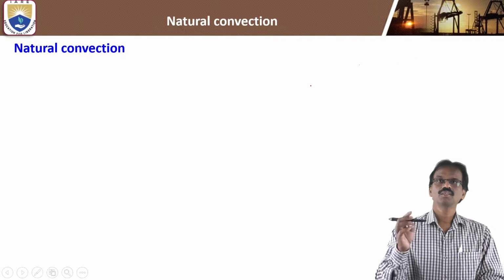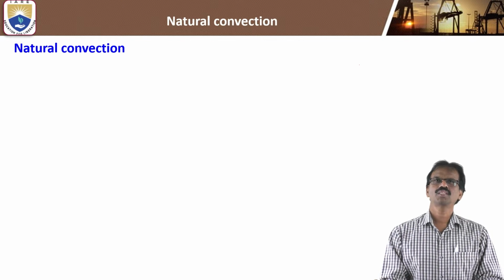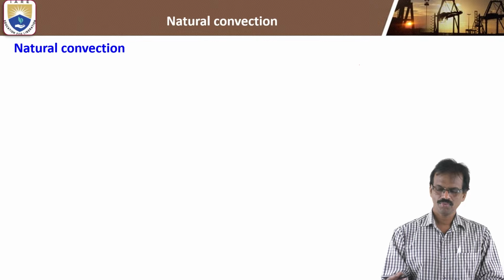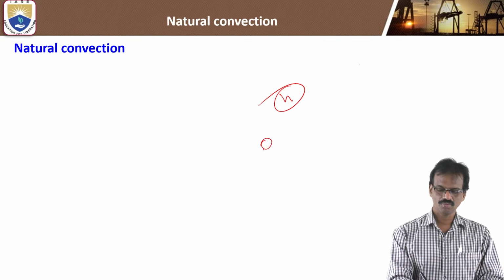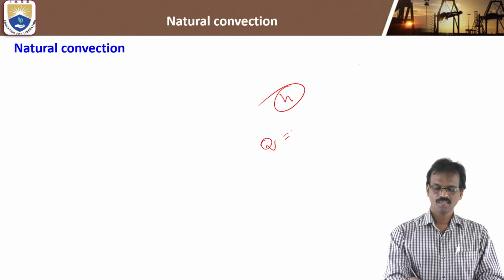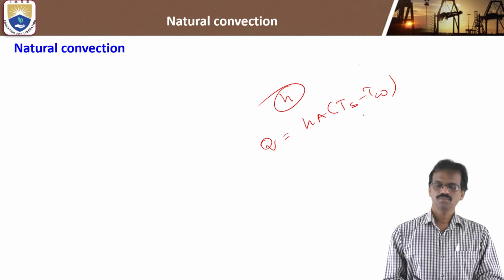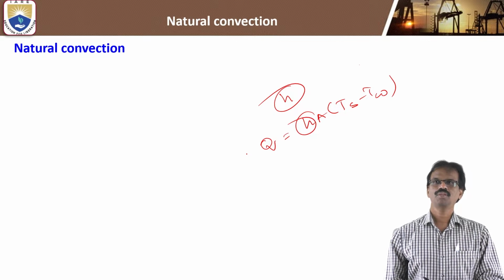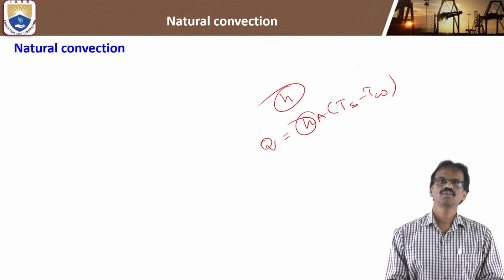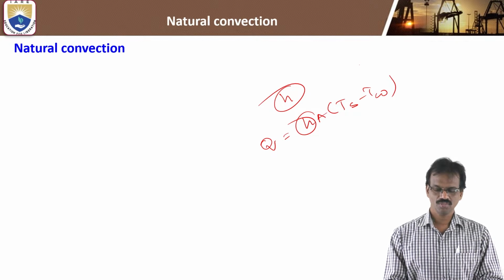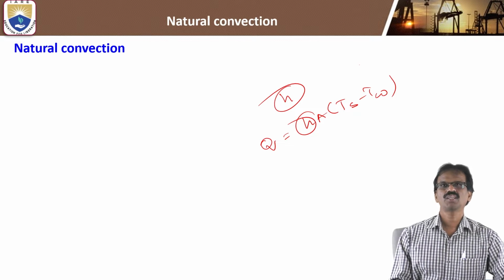Now we'll see the problems on natural convection: how to find the H value in natural convection, and after that, how to find the rate of heat transfer, which is HA into the temperature difference. Finding H is very important because this H is associated with so many physical properties of the fluid. So we'll see how to find this H in natural convection.